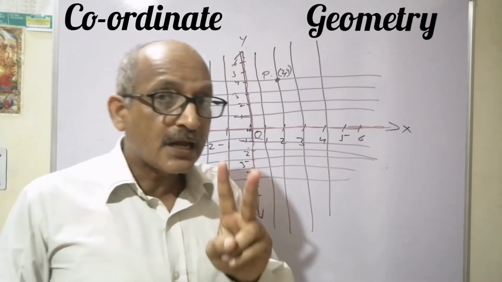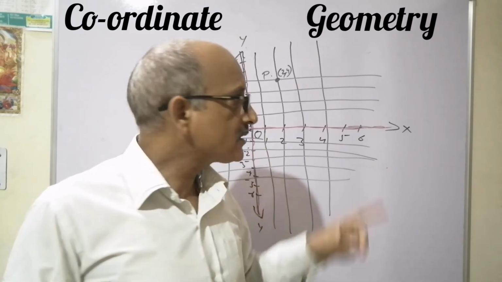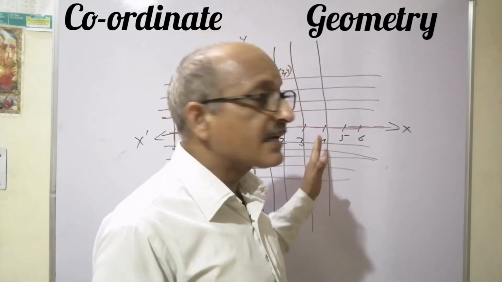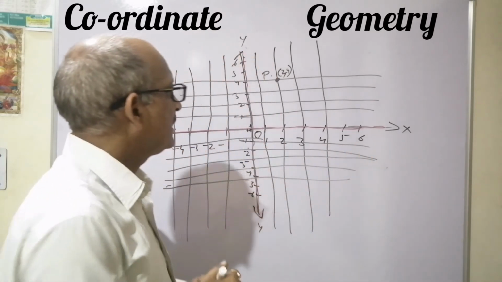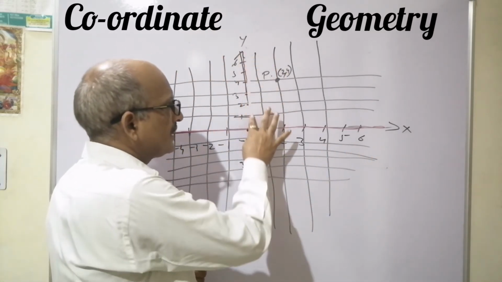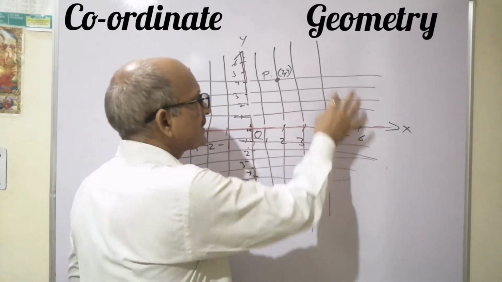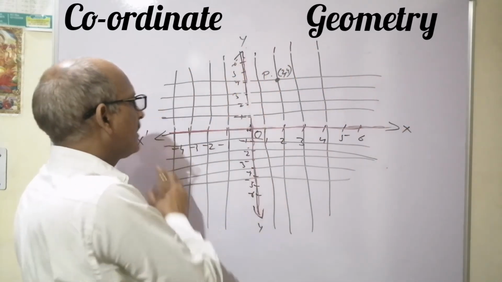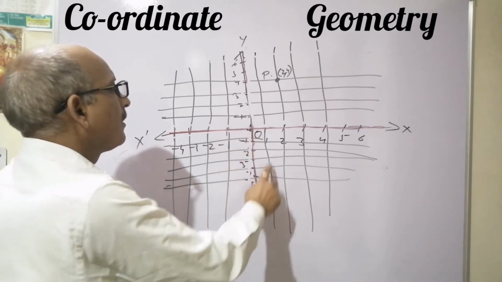The Cartesian system has two types of presentation: one is the coordinate system, and another is the polar system. This is also known as the rectangular system, because if we talk about this, it is completely represented by rectangles. Here also it is representing a rectangle. All these are rectangles.